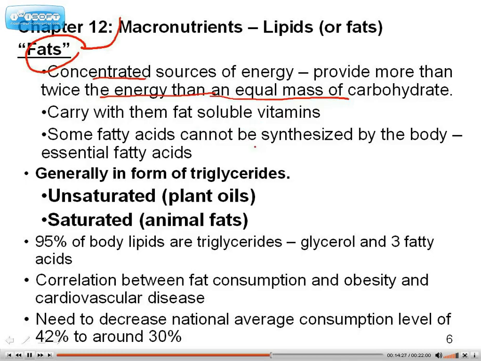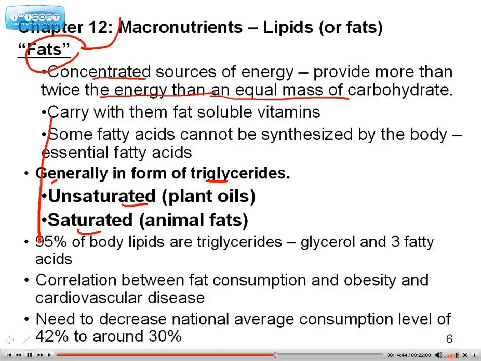Some fatty acids cannot be synthesized by the body. You had to memorize those in the past. So those are the essential fatty acids, linoleic and linolenic acid. Generally found in the form of triglycerides, unsaturated and saturated. We've already talked about this.